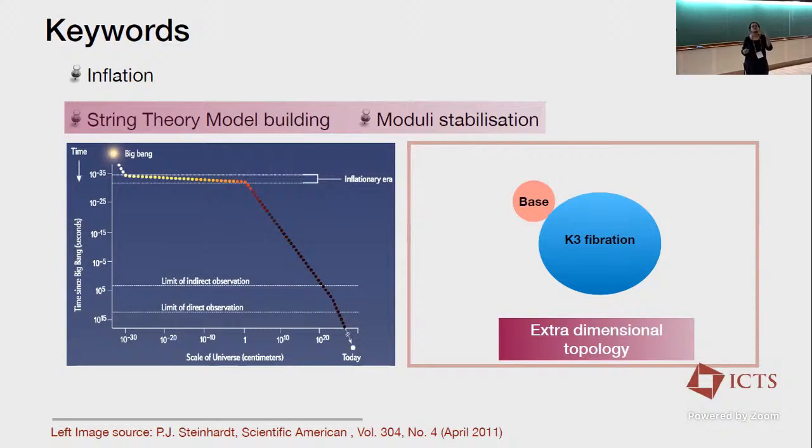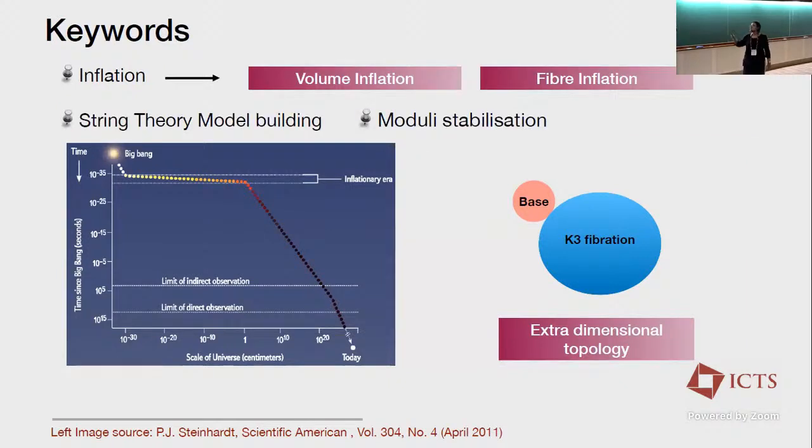It has 2 complex dimensions in the K3 fibration, and I will have 1 complex dimension and 1 real dimension in the base. So I have a disk, and on each point of the disk I have this K3 fiber. Since I will be talking about 2 inflationary models, one is volume inflation, the other is fiber inflation. In one case, the whole volume of these 6 spatial dimensions is going to inflate, and in the other case, only the fiber is going to inflate. That is, it will stretch and squeeze in space-time and will give us inflation.